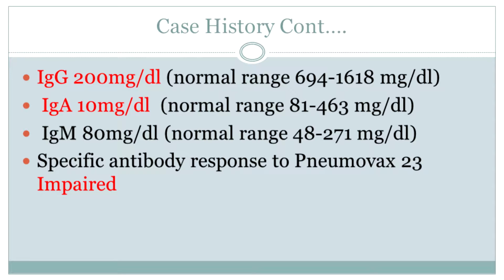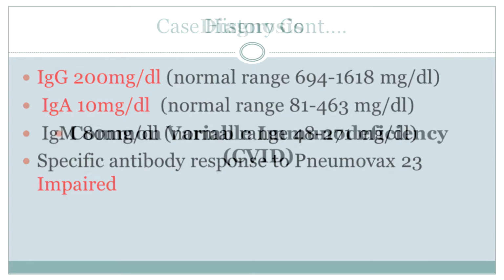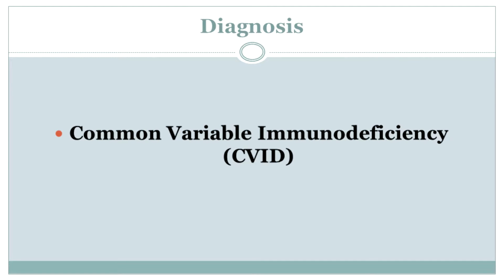In an effort to boost immune response, the physician gave Pneumovax. 4 weeks later, post-vaccination titers were hardly improved as compared to pre-vaccination titers. The diagnosis here is common variable immune deficiency.